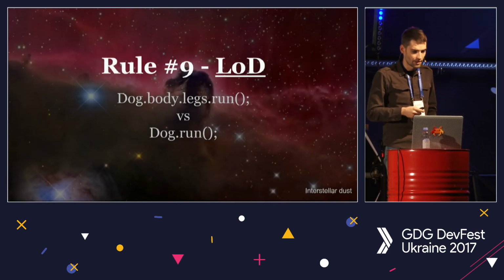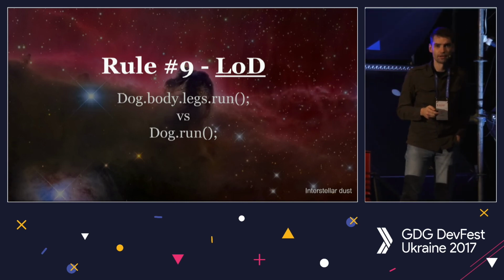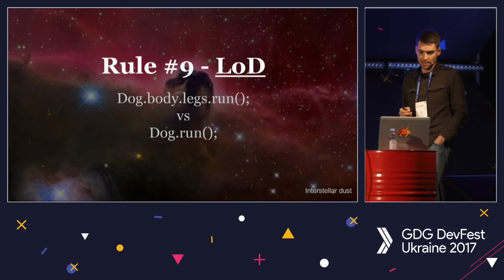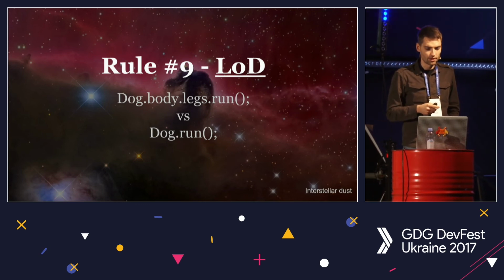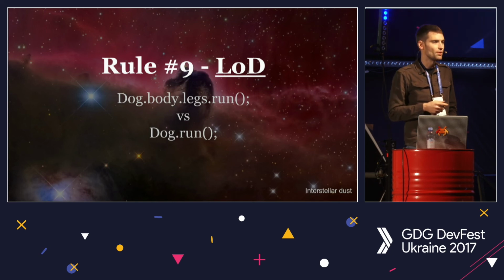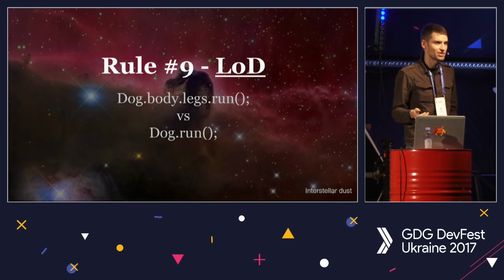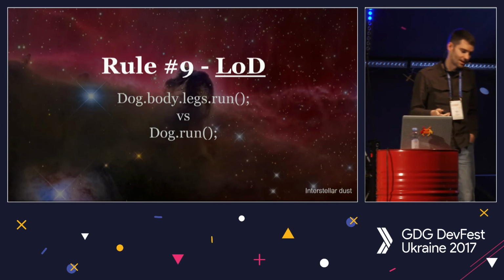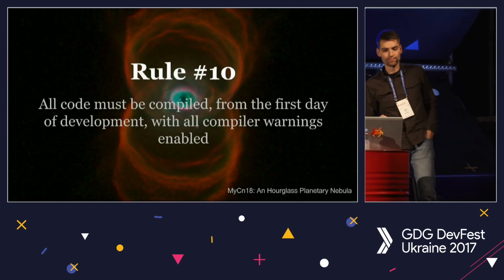Rule number 9 also talks about the Law of Demeter. Every object should be responsible for itself and for managing its inner state. A classic example: if we want to code a dog class, we don't say dog.body.legs.run, we just say dog.run, and then the dog manages how it's going to run, with legs or whatever. So, yeah, and rule number 10.